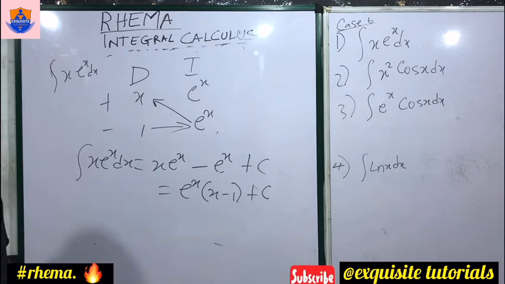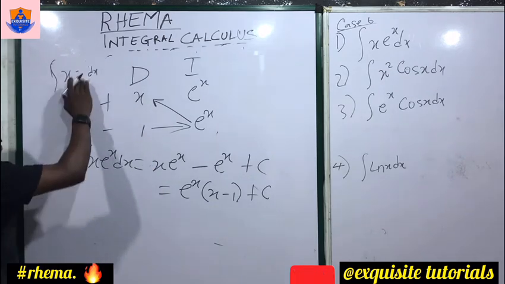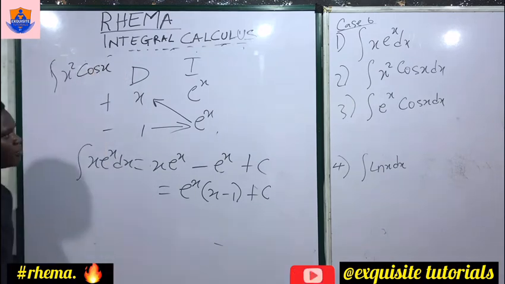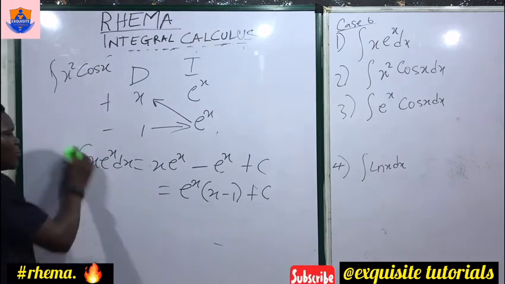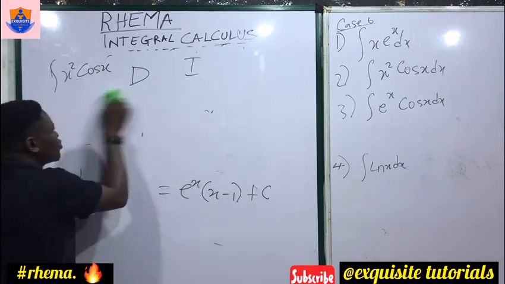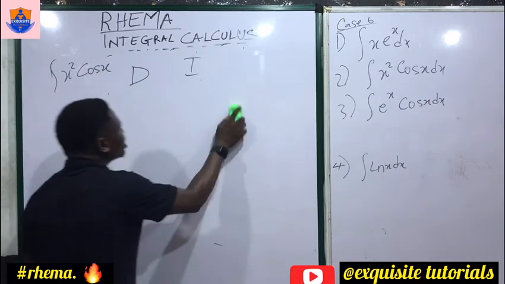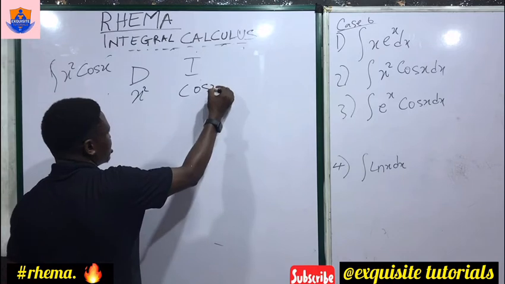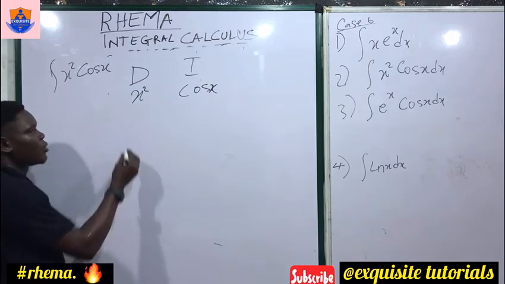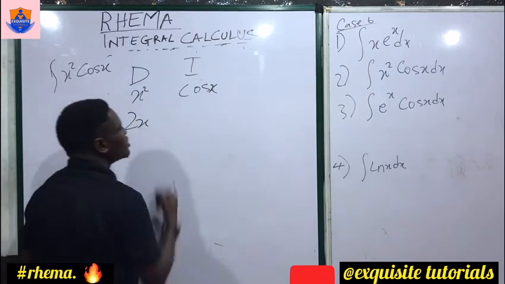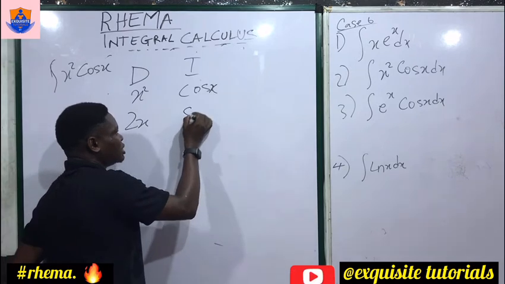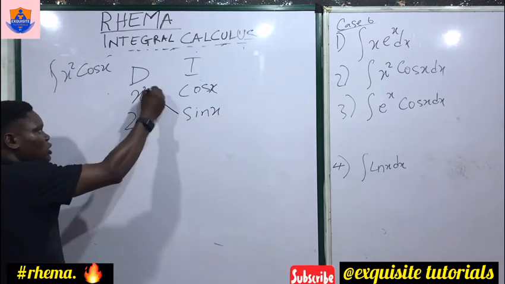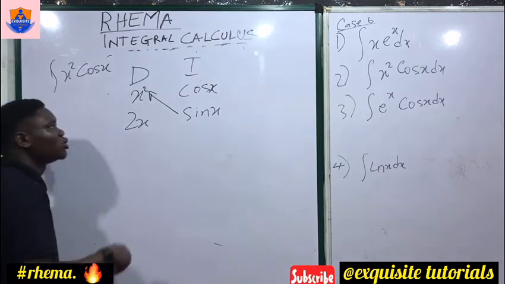Question 2, we have x squared cos x. Now how do I go about this? Same procedure. I will differentiate the x squared and integrate cos x. When I differentiate this, I will get 2x. When I integrate this, I will get sin x. Now when I do the normal, this goes to this, it will also lead me to integration by parts.